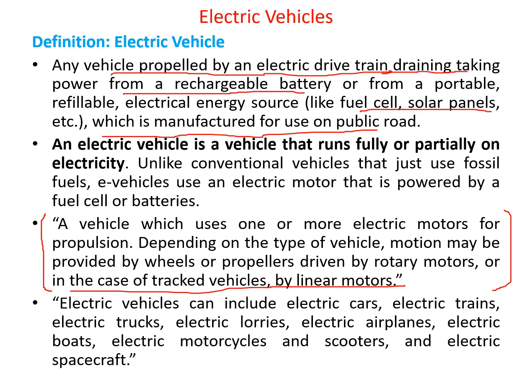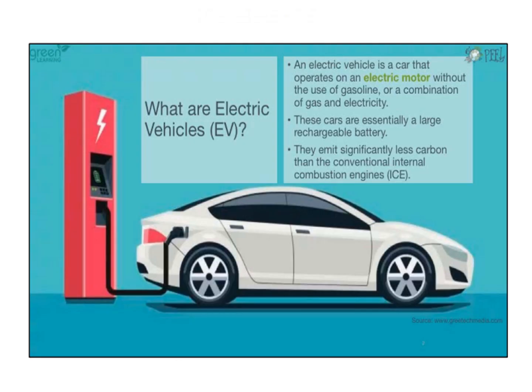So electric vehicles can include electric cars, electric trains, trucks, lorries, electric airplanes, electric boats, electric motorcycles, scooters and electric space cars. Nowadays many such electric powered vehicles are on the road. This is the charging station. If you want to use an electric vehicle, you first have to install a charging station, because the batteries of electric vehicles need to be recharged.